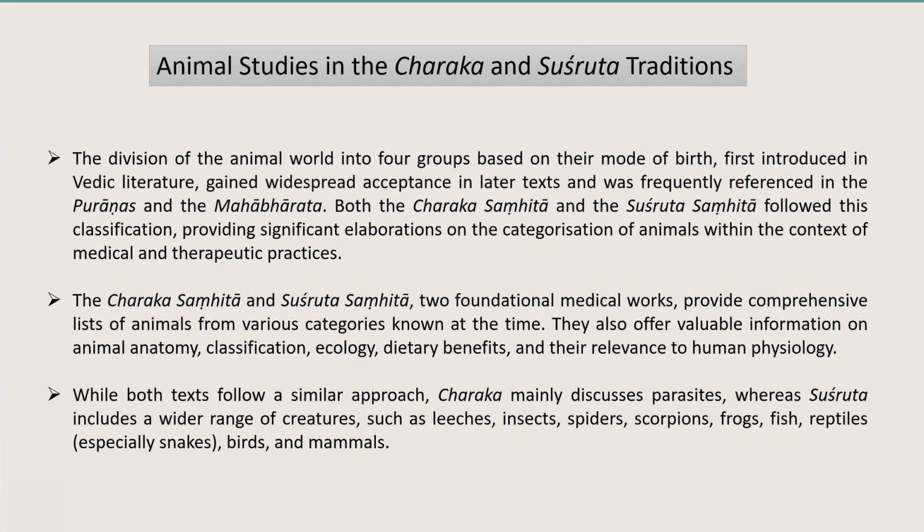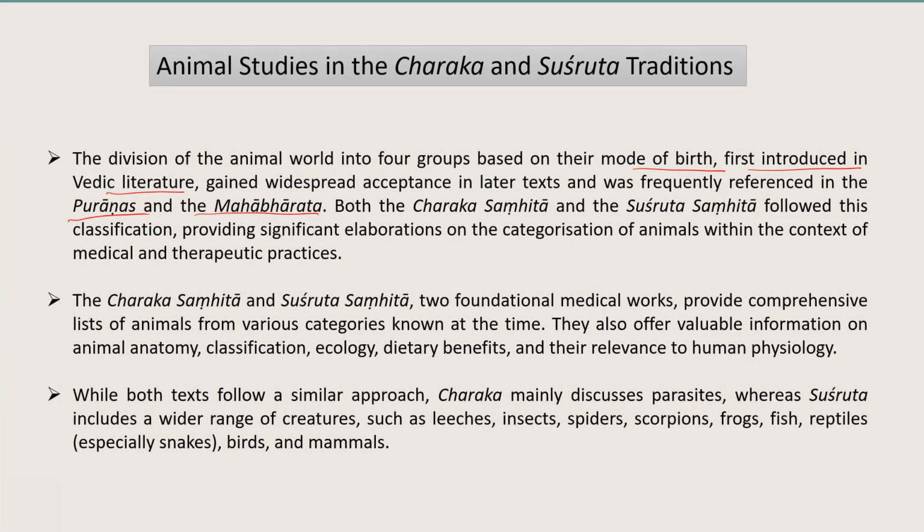Animal studies in the Charak and Susrut tradition. The division of the animal world into four groups based on their mode of birth, first introduced in the Vedic literature, gained widespread acceptance in later texts and was frequently referenced in the Puran and the Mahabharata. Both the Charak Samhita and Susrut Samhita followed this classification, providing significant elaborations on the categorization of animals within the context of medical and therapeutic practices.